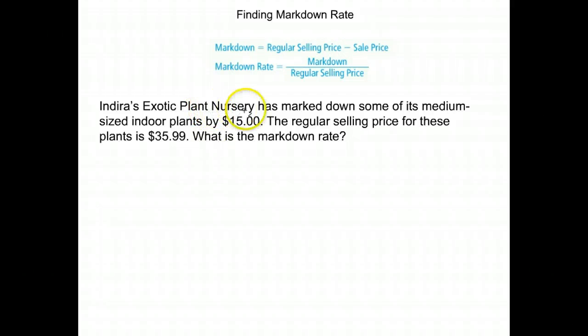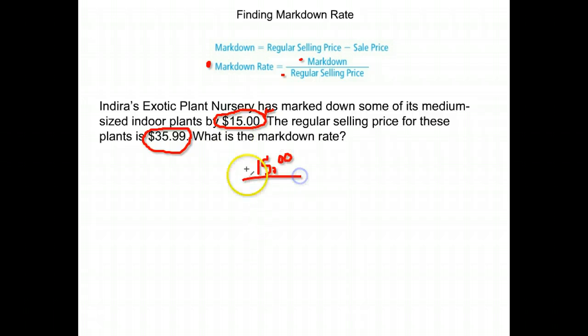Okay, Indira's Exotic Plant Nursery has marked down some of its medium-sized indoor plants by $15. The regular selling price of these plants was $35.99. What is the markdown rate? So again, to find the markdown rate, we need to know how much it was marked down and what the regular price is. And this time they gave us that information. It was marked down $15, and it regularly cost $35.99.